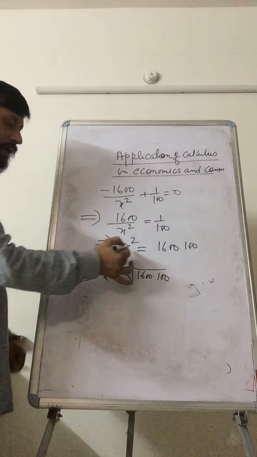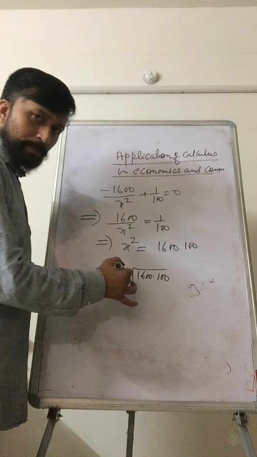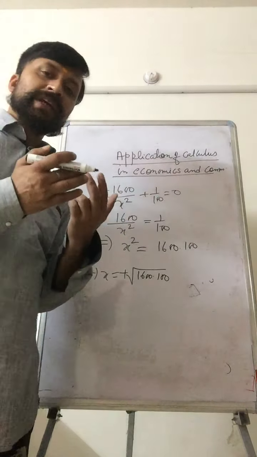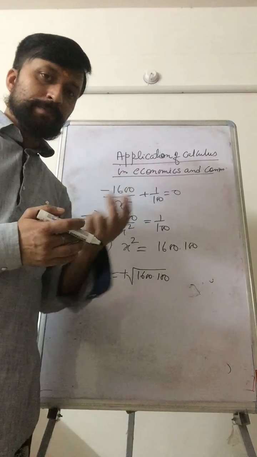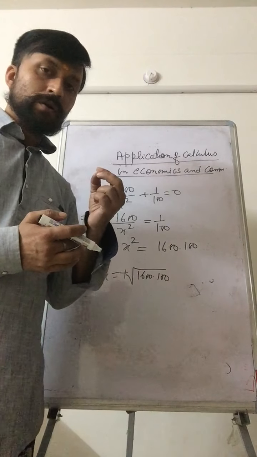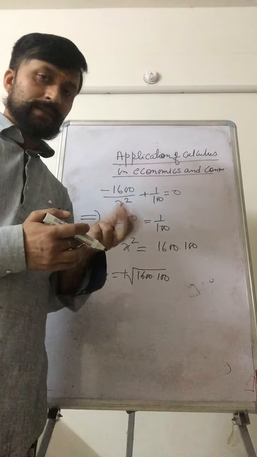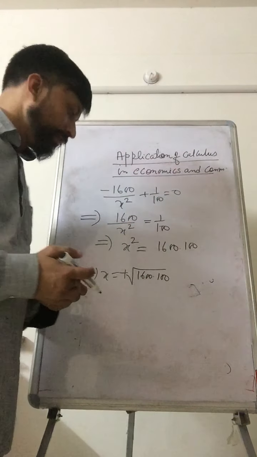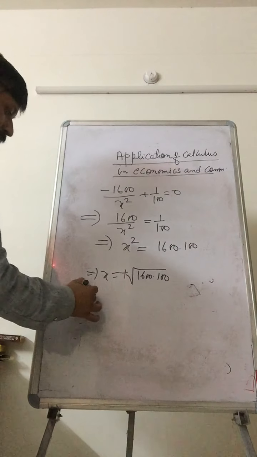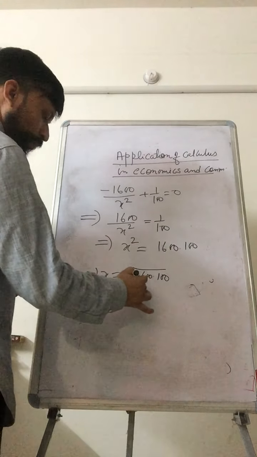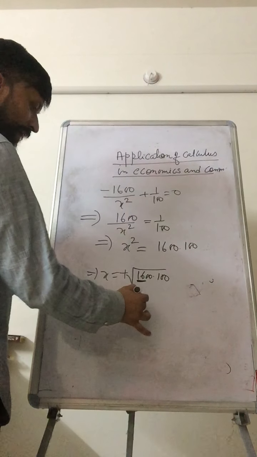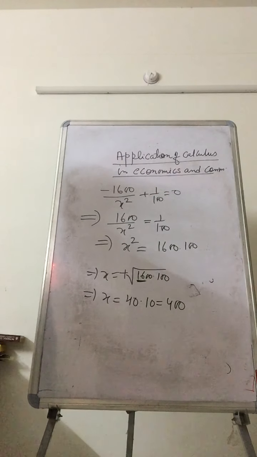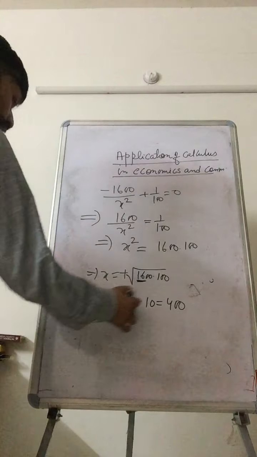Here you know that according to the rule of square root, plus and minus should be there, but we will take only positive because no factory, no company can produce any negative number of items. The company or factory can produce something or nothing. Nothing means 0, but negative production is not possible, so we have to write positive here. Next, if you take out this square root, it will give you 40 times 10, that is 400. So x is 400 items.